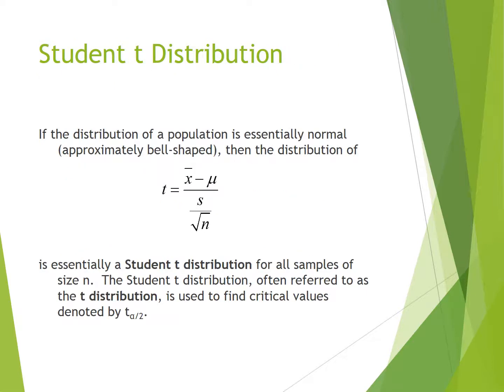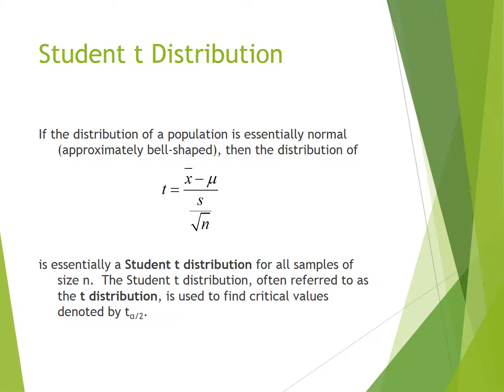Like the z distribution, it's still symmetric and bell-shaped. It's a little wider. Remember with the normal distribution, 99.7% of all the data lies within plus or minus 3 standard deviations of the mean. About that same amount lies within plus or minus 4 standard deviations of the mean with the t-distribution. But it's very much like the normal distribution in that it's centered around 0.